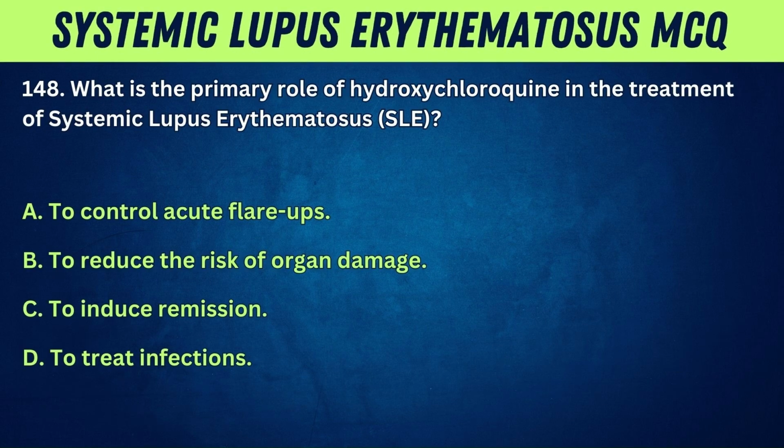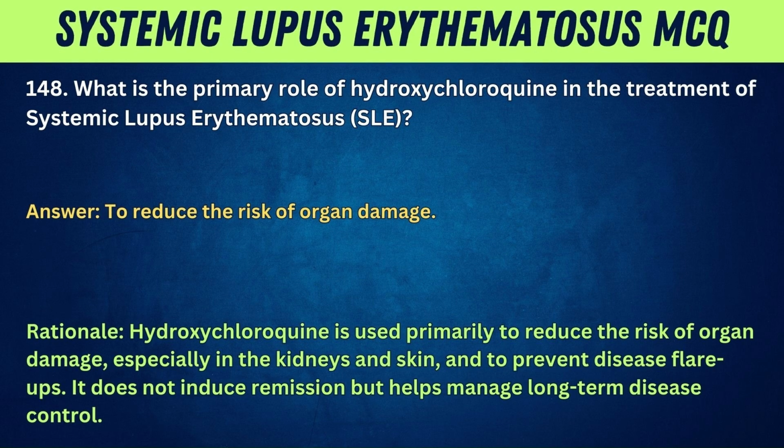148. What is the primary role of hydroxychloroquine in the treatment of systemic lupus erythematosus, SLE? A. To control acute flare-ups. B. To reduce the risk of organ damage. C. To induce remission. D. To treat infections. Answer: to reduce the risk of organ damage. Rationale: hydroxychloroquine is used primarily to reduce the risk of organ damage, especially in the kidneys and skin, and to prevent disease flare-ups. It does not induce remission but helps manage long-term disease control.